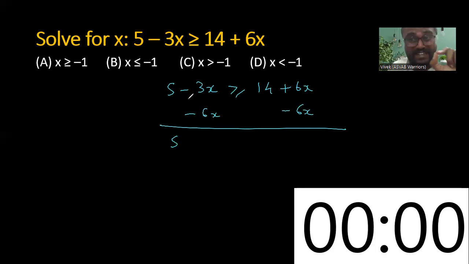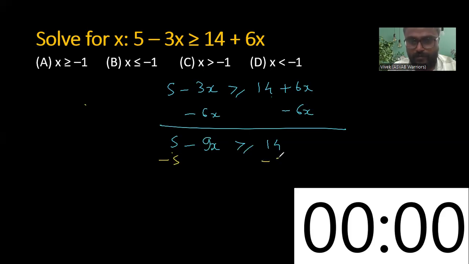So two numbers, negative 3x, negative 6x. So 3x plus 6x will give you 9x. And what did I say? Same sign, keep it, greater than 14. 6x minus 6x will become 0. Now, I need to get rid of this 5. So what will I do now?